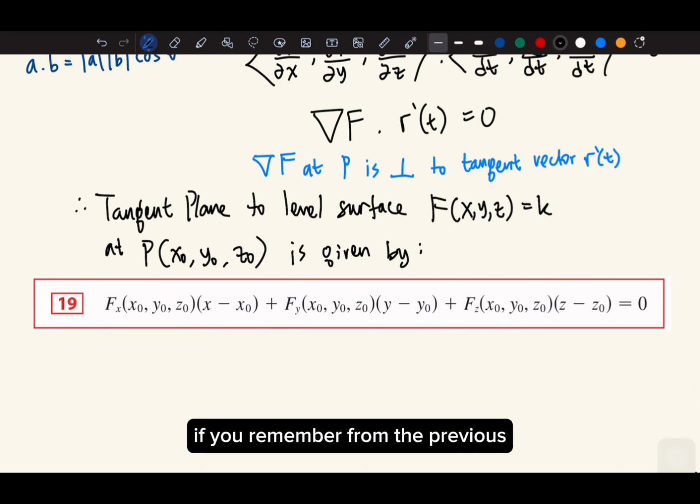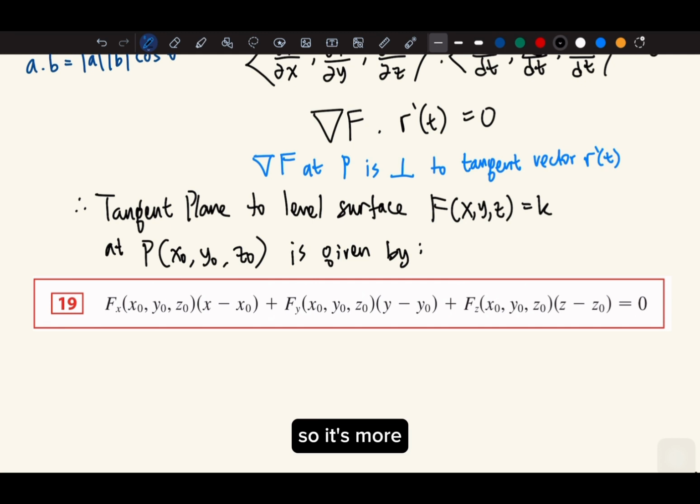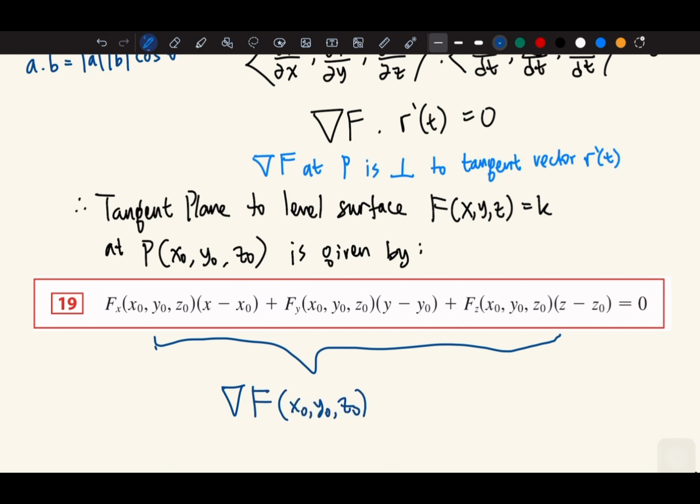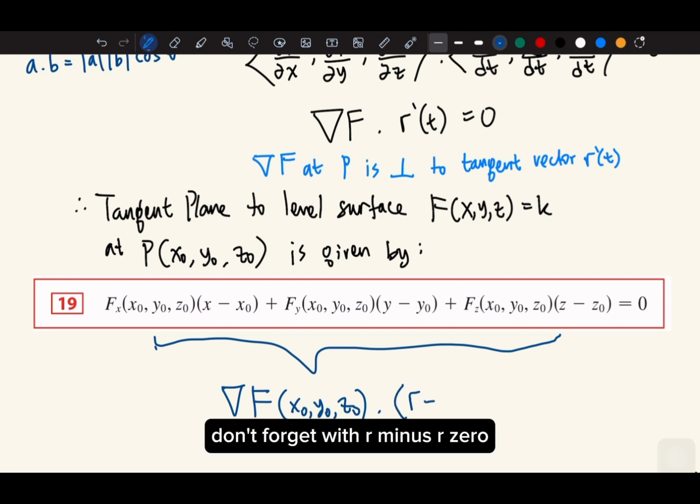If you remember from the previous sections, we also have the tangent plane. You can choose which approach you want. But this one can be applied for every aspect, so it's more general. So you can use this to find the tangent plane equation. This we can also write in another simple way with the del f at x0, y0 dot product with r minus r0.